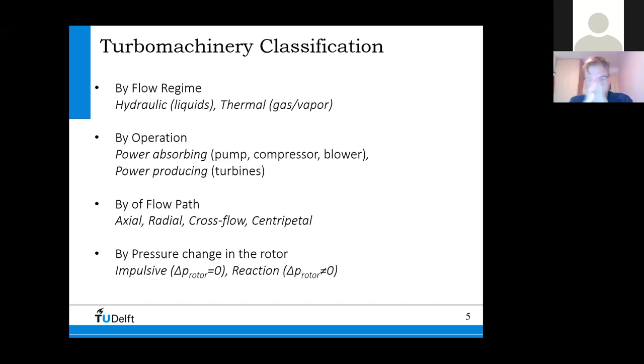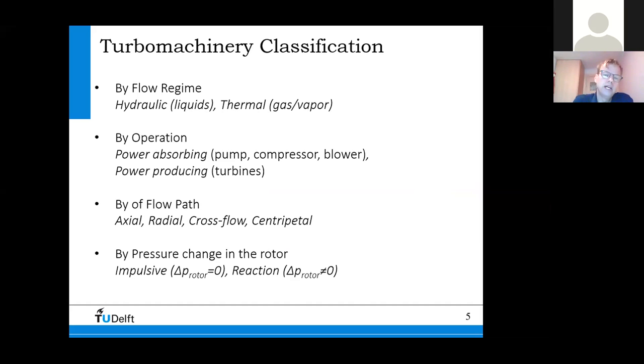We can classify turbomachinery in a number of ways. So we talked about flow machines: hydraulic or thermal, compressible or incompressible, normally incompressible for hydraulics and compressible for gas and vapor. Then power absorbing or power producing, as discussed. Then the flow path. The standard ones are axial and radial, and you have all kinds of cross types in between, such as cross flow and centripetal.